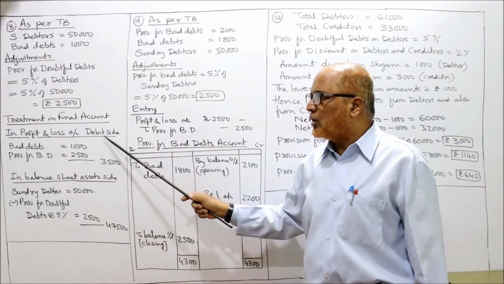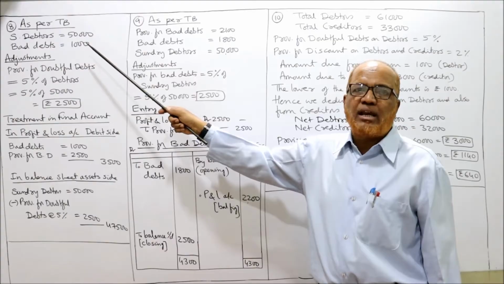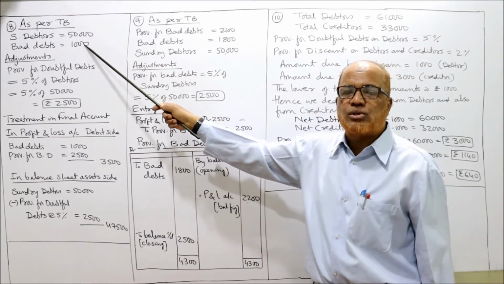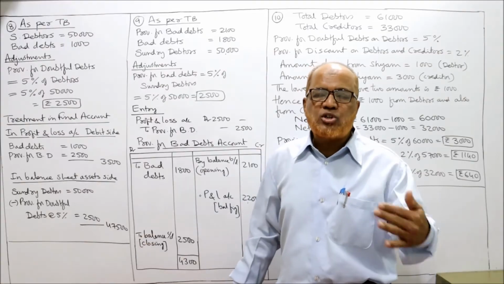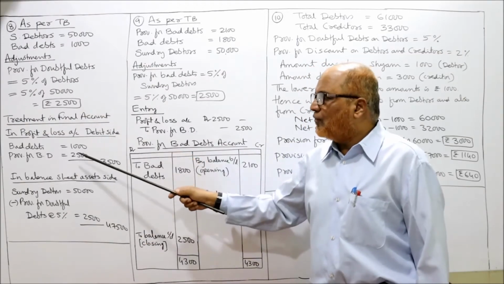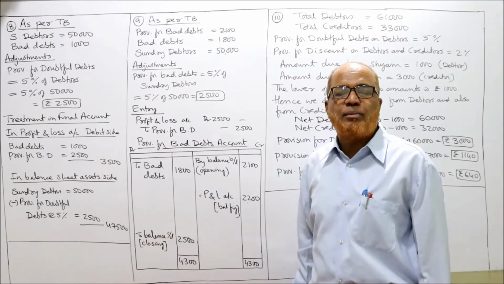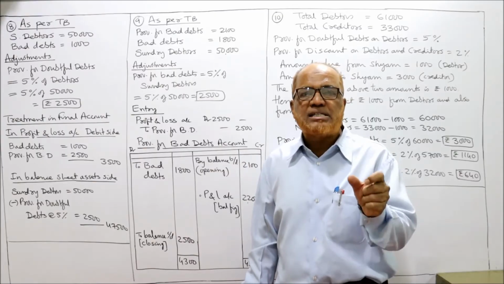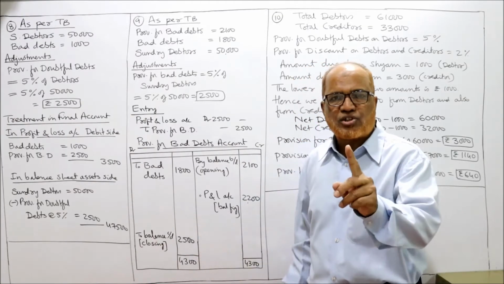In the profit and loss account debit side, we take bad debts. How much are the bad debts given in the trial balance? 1,000. And to this bad debts of 1,000, how much provision for doubtful debts are we making now? 2,500. So 1,000 plus 2,500, 3,500 will be shown on the debit side of the profit and loss account. This is the first treatment.